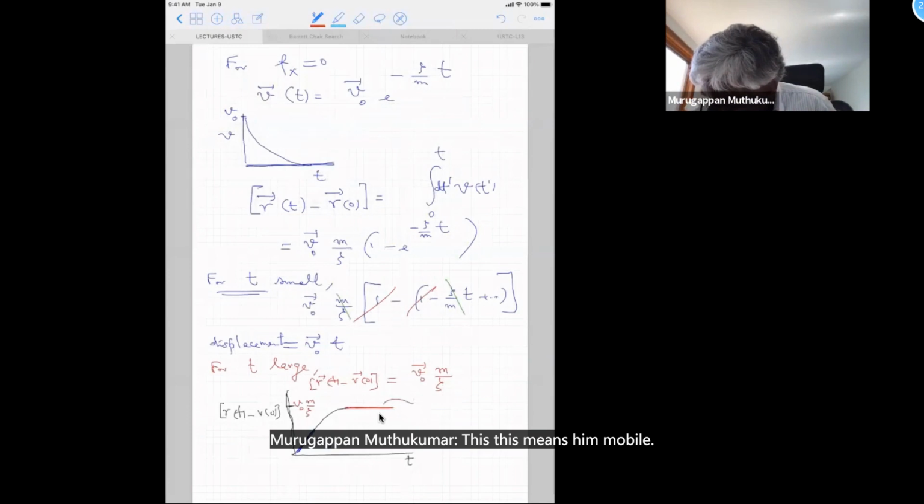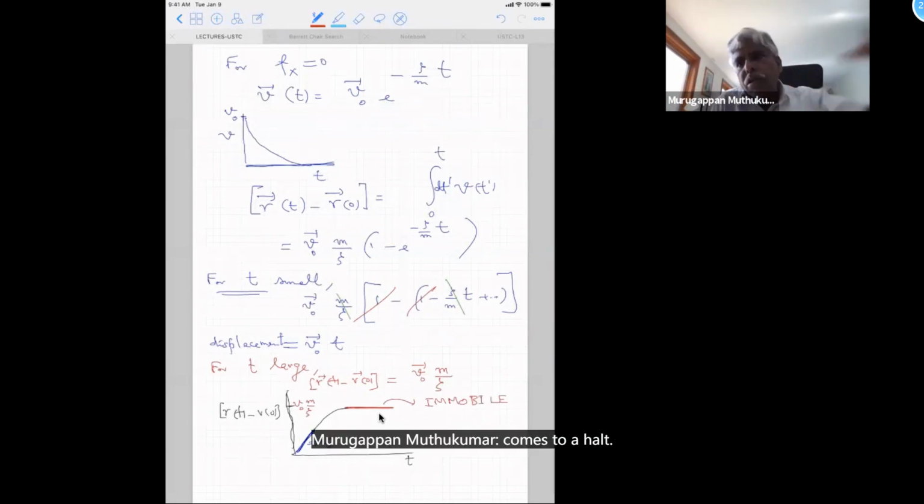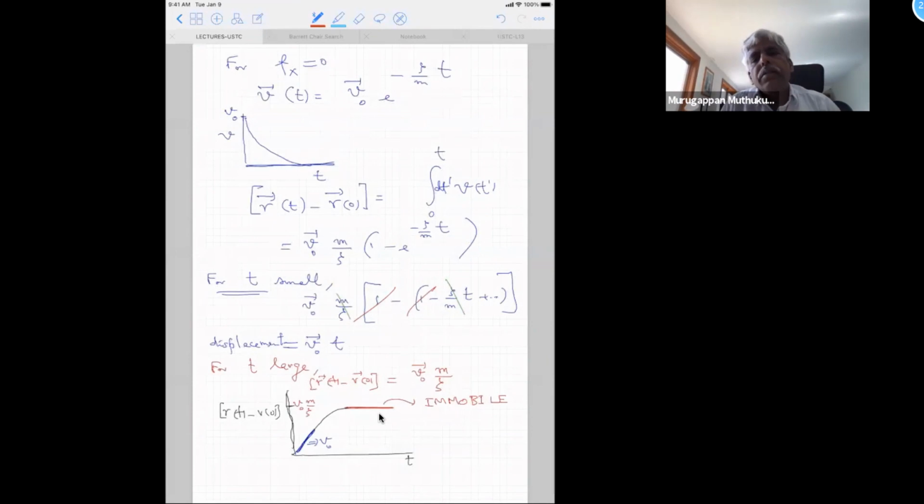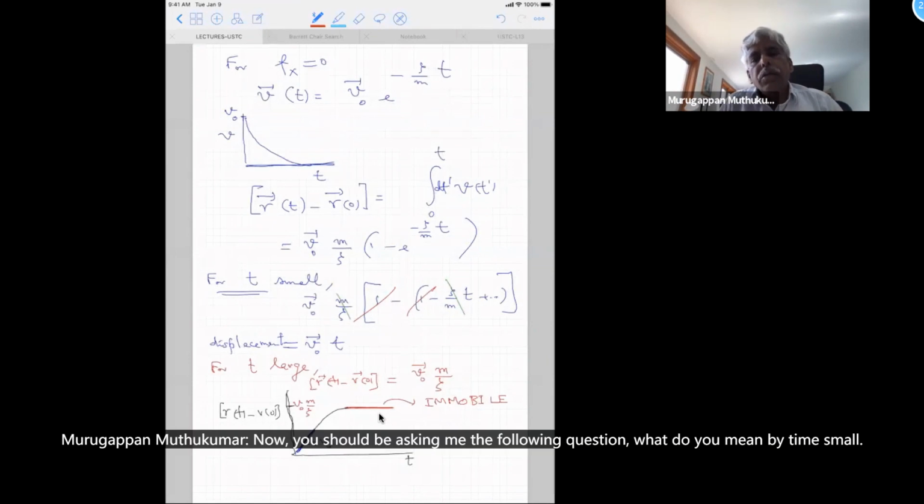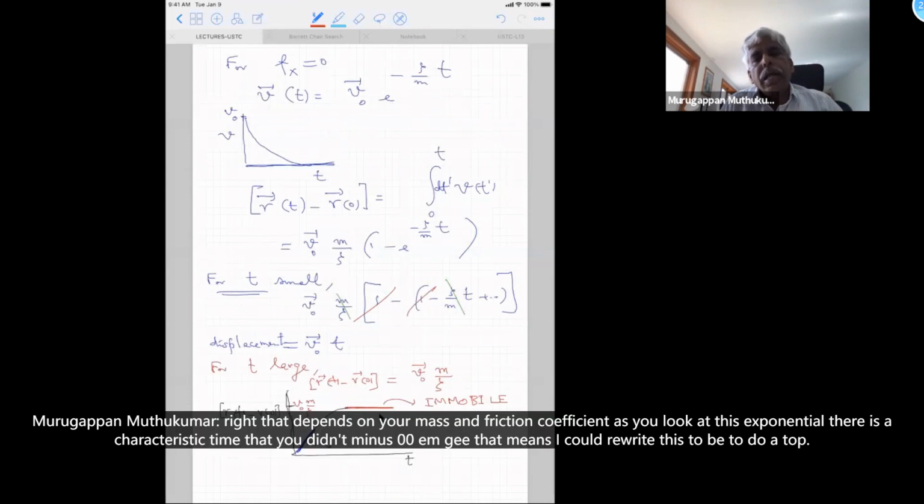This means immobile. Doesn't move, comes to a halt. Right. Now you should be asking me the following question. What do you mean by time small and time large? That depends on your mass and friction coefficient.